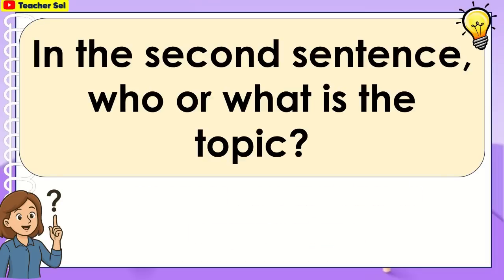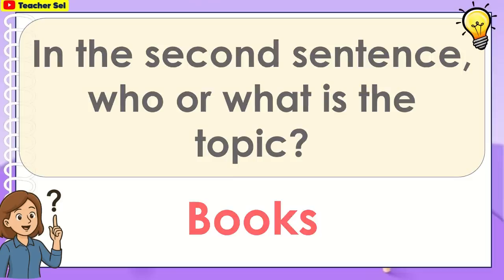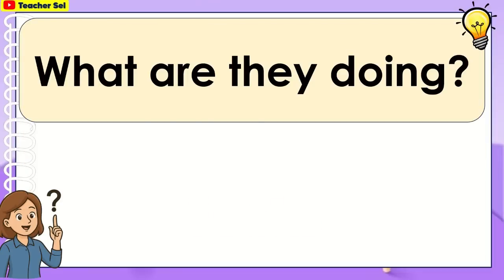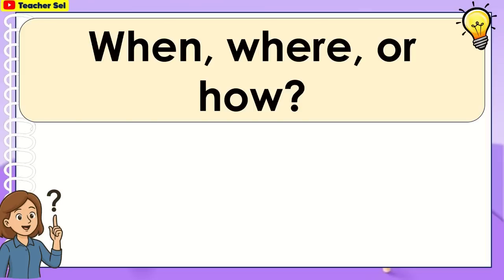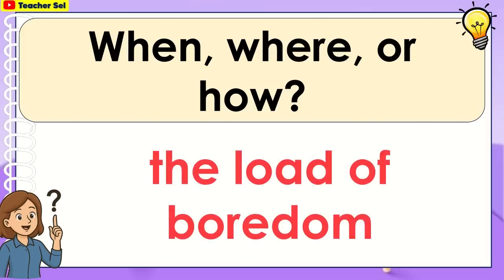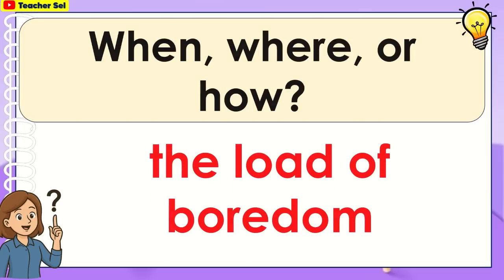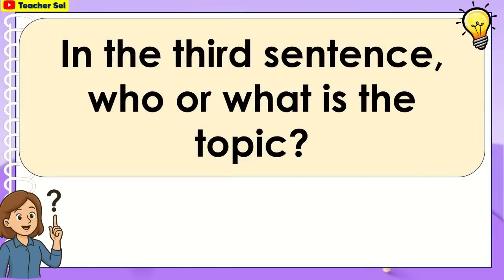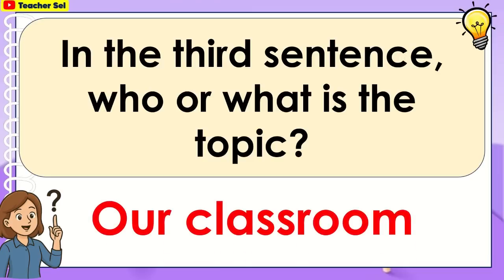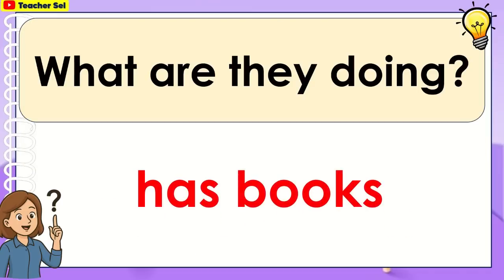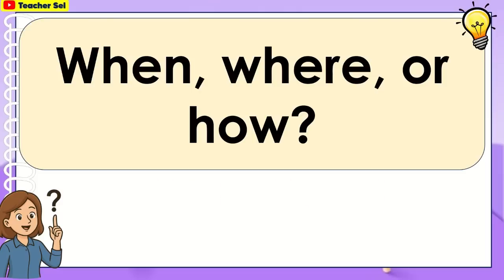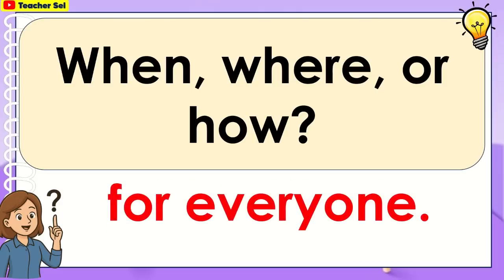In the second sentence, who or what is the topic? Books. What are they doing? Take away. When, where, or how? The load of boredom. In the third sentence, who or what is the topic? Our classroom. What are they doing? Has books. When, where, or how? For everyone.